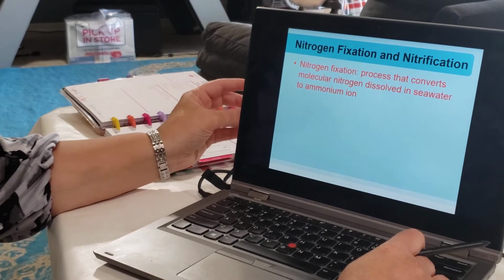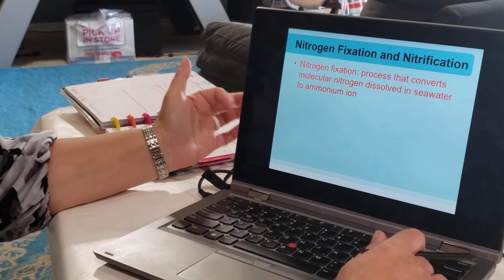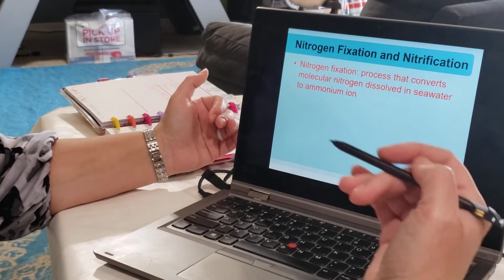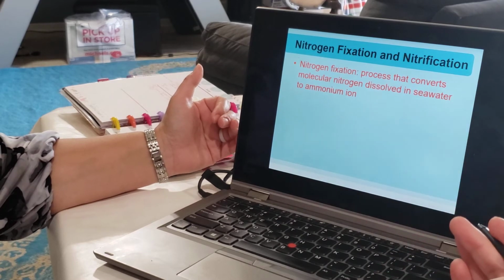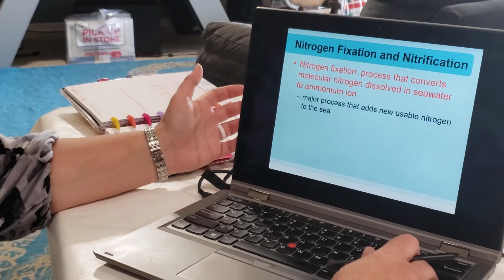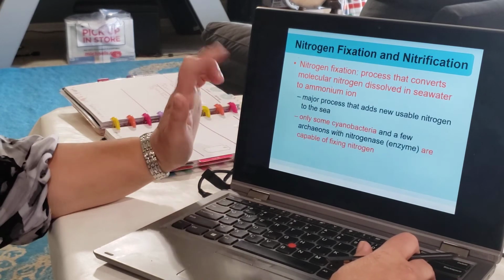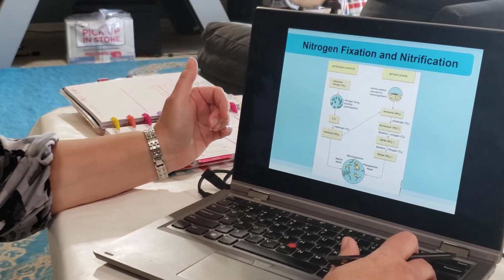Nitrogen fixation is the process that converts molecular nitrogen dissolved in salt water into ammonium ion, which is a form of nitrogen that organisms can use, and then convert into amino acids for proteins, and into a form to be used for nucleic acids. Only some cyanobacteria are capable of fixing nitrogen, not all of them.